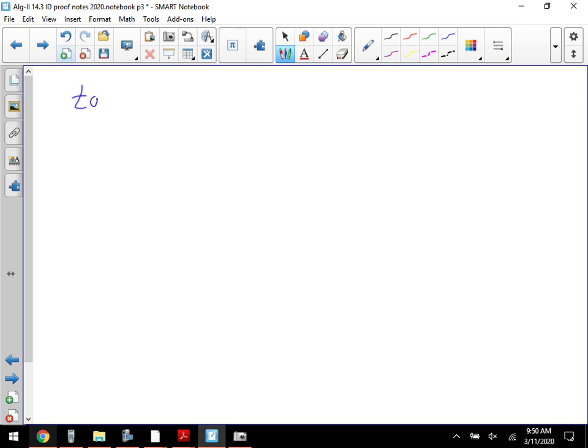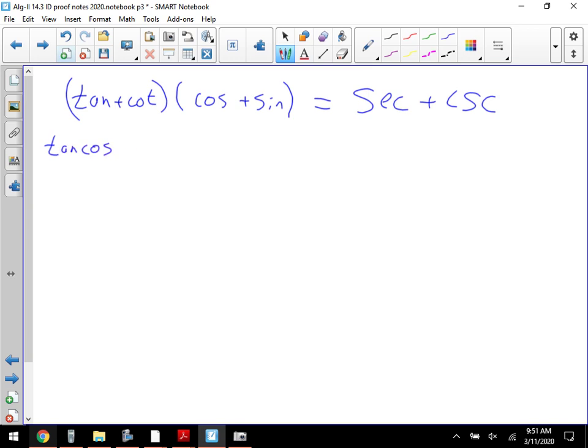If I do it this way, it's tangent plus cotangent, times cosine plus sine. And we want it to be secant plus cosecant. In order to get this one to go, you gotta FOIL it, because otherwise it's really not gonna get you anywhere. So you get tangent cosine, tangent sine, cotangent cosine, and cotangent sine.